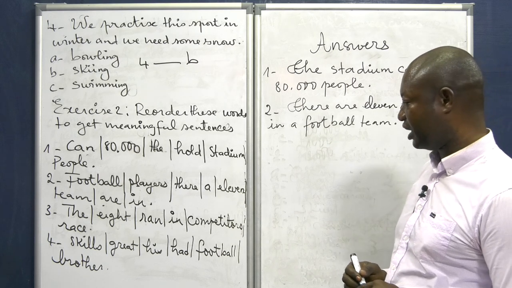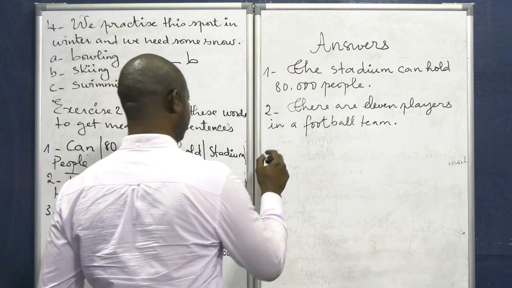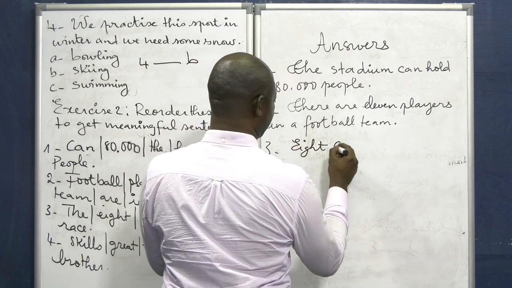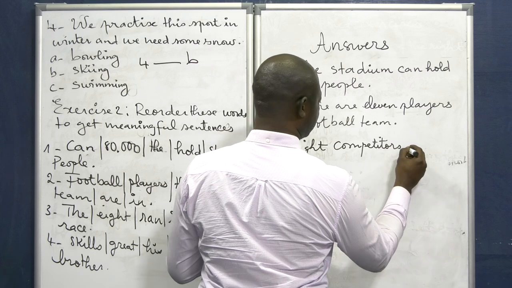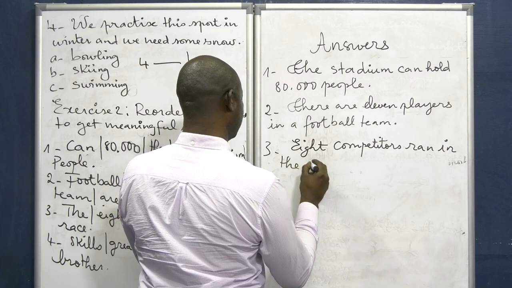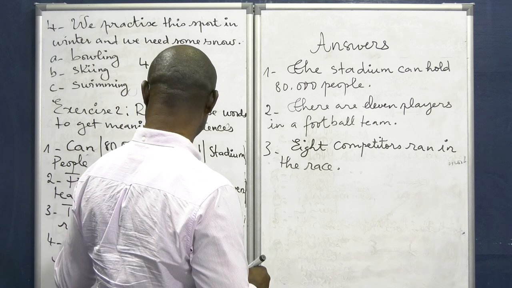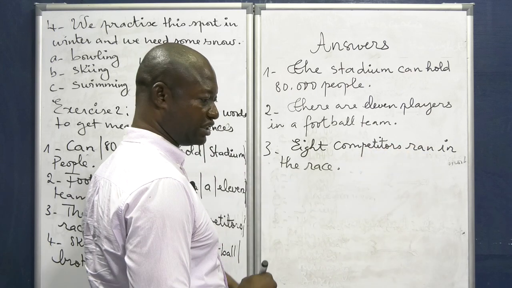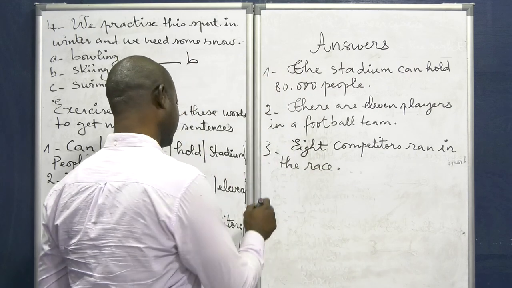Okay. What is the sentence? The sentence is, first of all, we have eight competitors run in the race. Let's count again: 1, 2, 3, 4, 5, 6. That means the sentence is correct. Eight competitors run in the race.